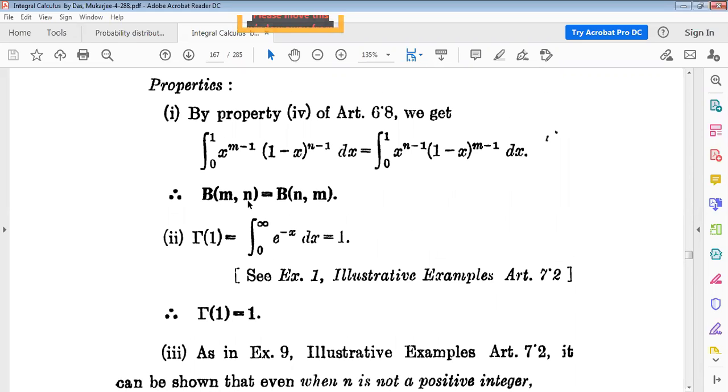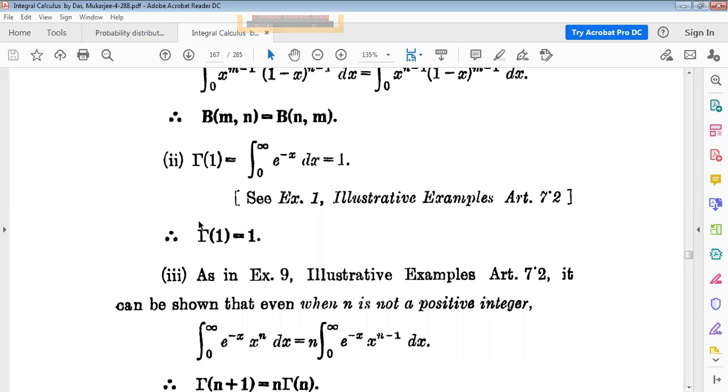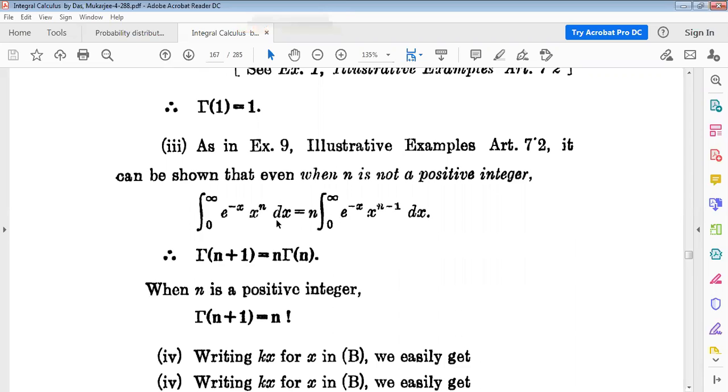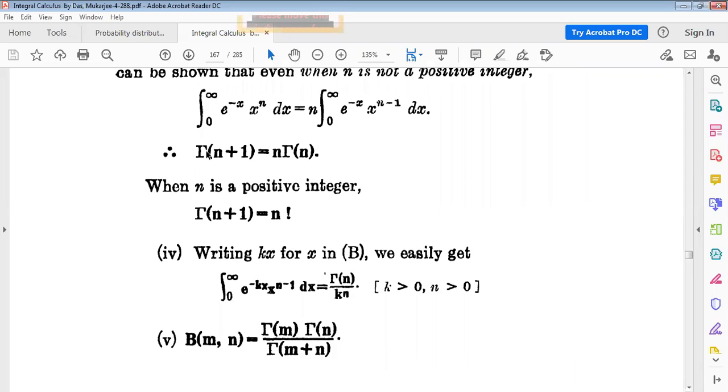Also remember, beta(m, n) can be written as beta(n, m) also, and gamma 1 equals 1. And gamma n plus 1, this is the formula used in our previous example: gamma n plus 1 equals n into gamma n. That means gamma n plus 1 can also be written as n factorial. This is also a formula for n positive.